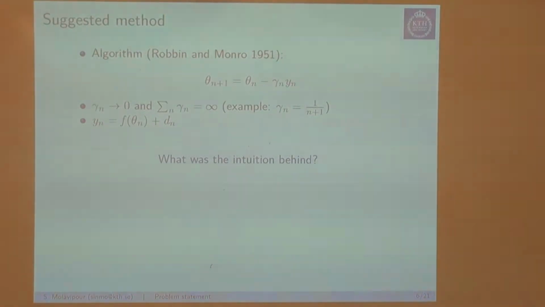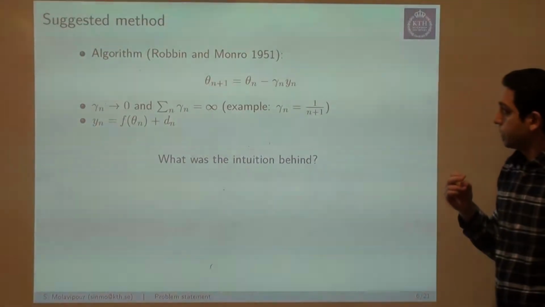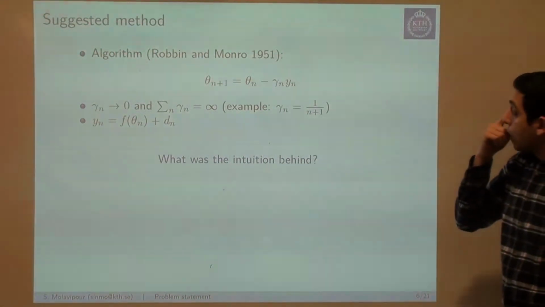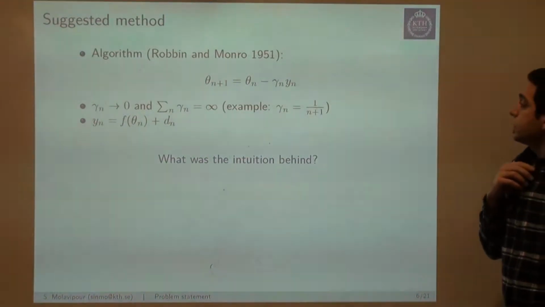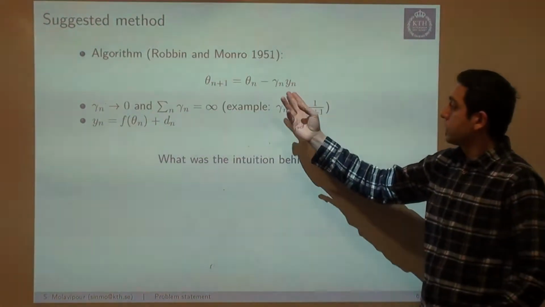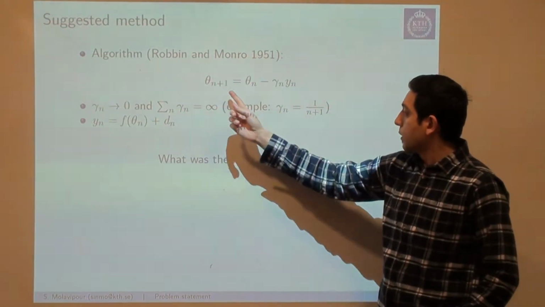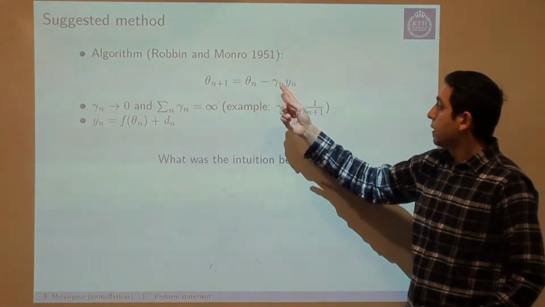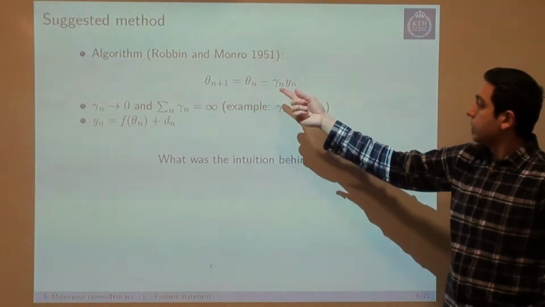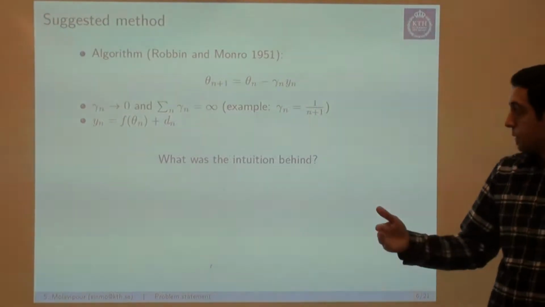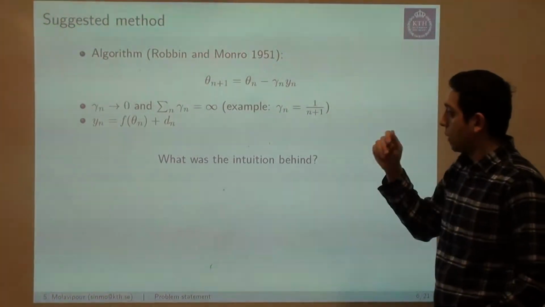So this is the main paper that I was going to present, by Robbins and Monro in 1951, and they suggested this algorithm. This is still for finding the root. So theta n plus 1 equals theta n minus gamma n times yn, and this gamma n is actually a sequence that decreases over time. For instance, it is 1 over n plus 1.